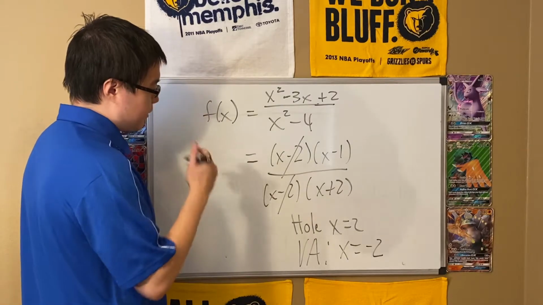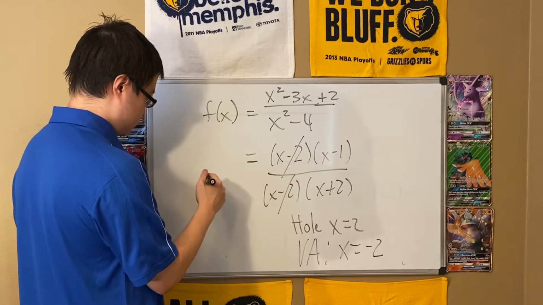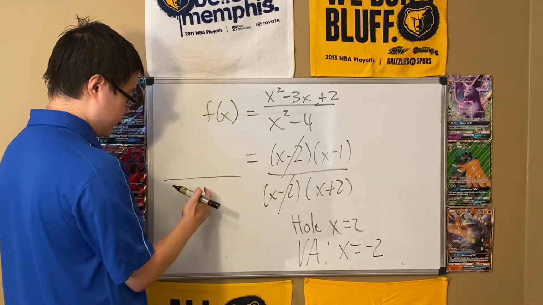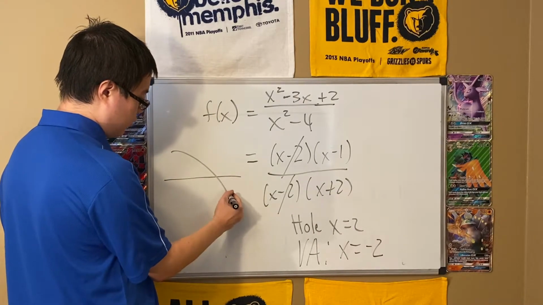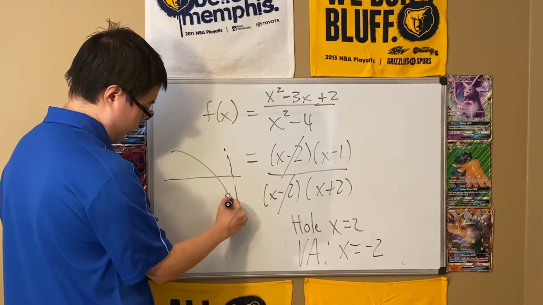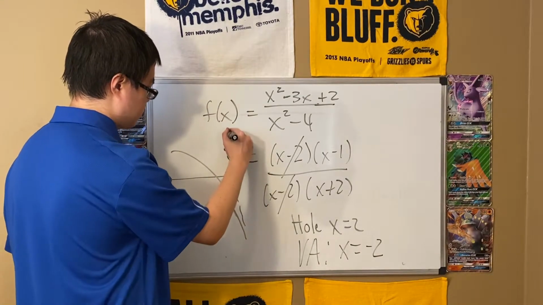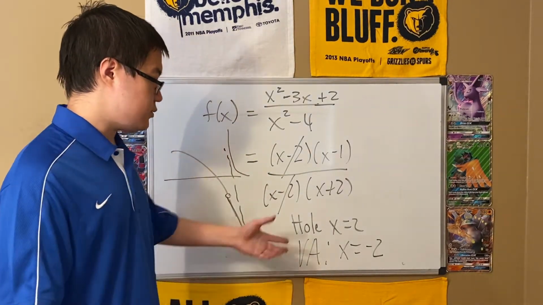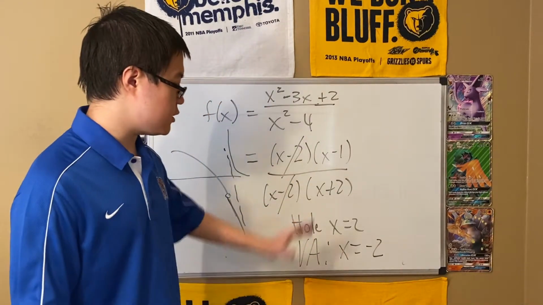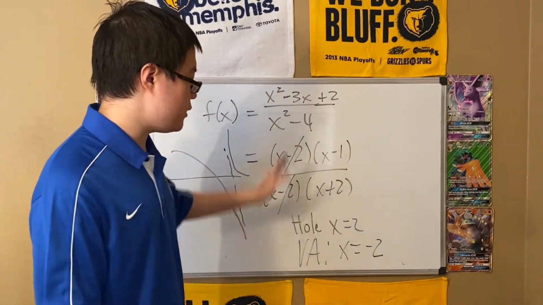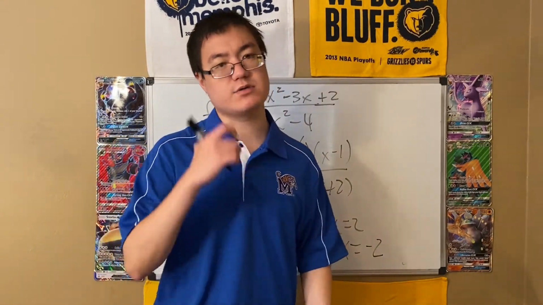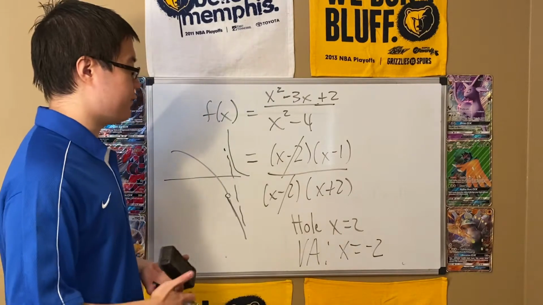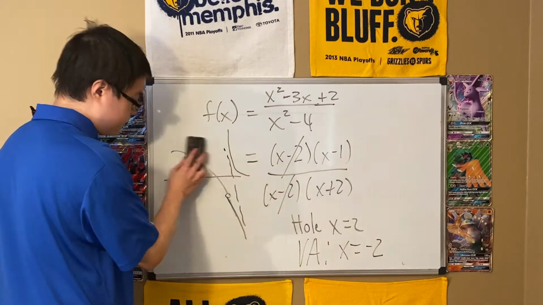I don't know what the exact picture of this one looks like, but a hole is literally you erase it and draw a hole. A vertical asymptote is where you tend towards this line. So this is what a vertical asymptote looks like. And that's it. Not a very difficult question. Factor both the numerator and the denominator, cross out things that are in common, which are holes, and then finally what remains in the denominator gives a vertical asymptote when you set it equal to 0.